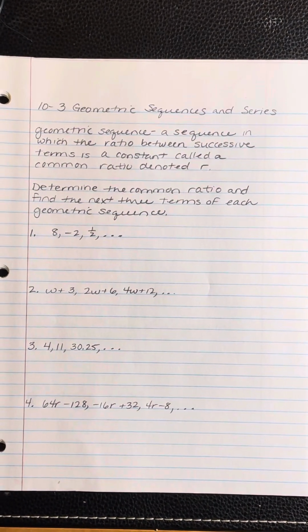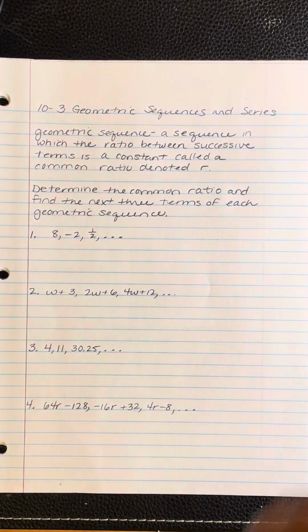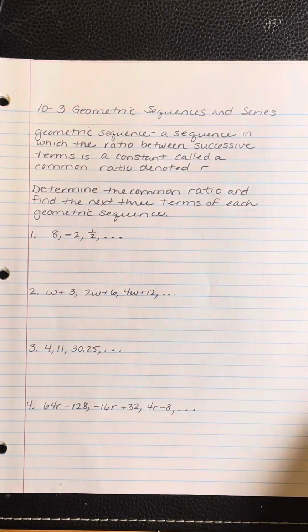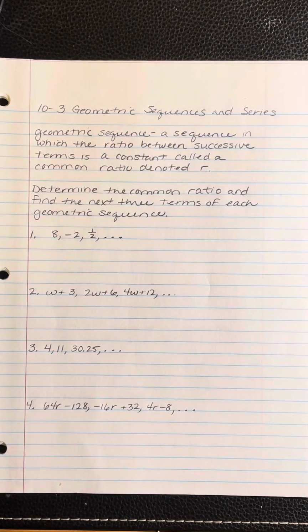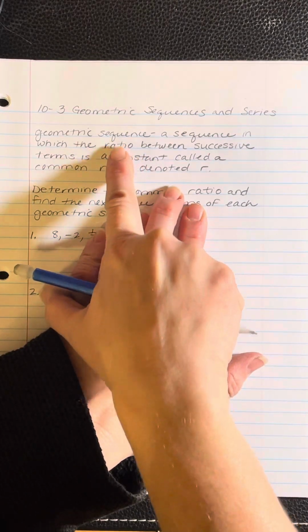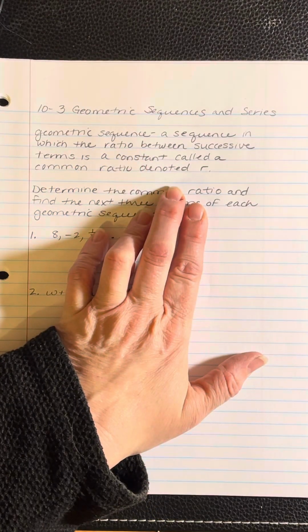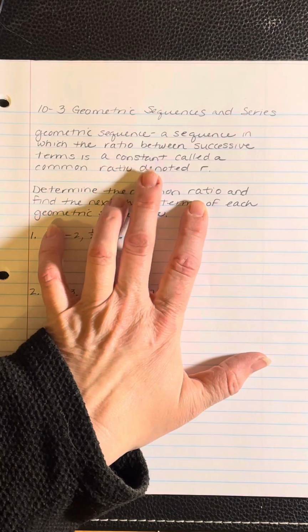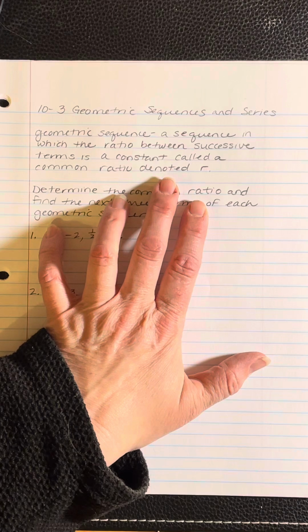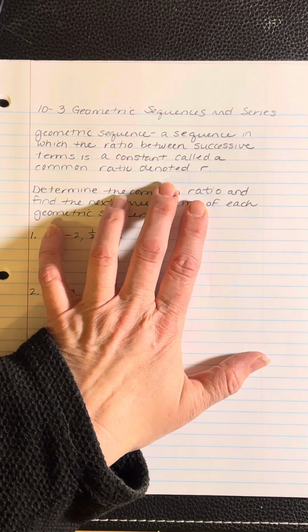All right, this is section 10.3, Geometric sequences and series. We have first a geometric sequence. So a geometric sequence is a sequence in which the ratio, okay, so it implies multiplication or division between successive terms, successive just means in a row, is a constant called the common ratio, denoted r.